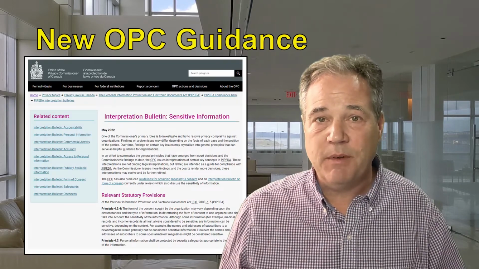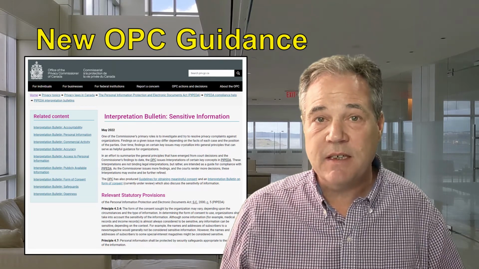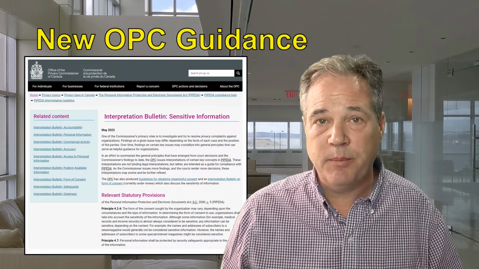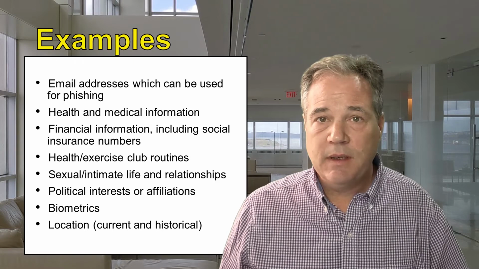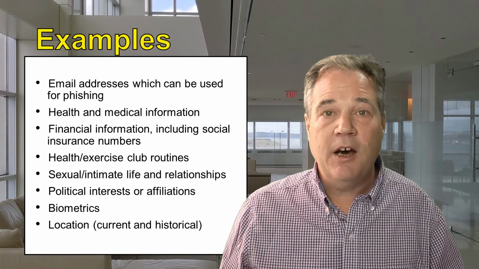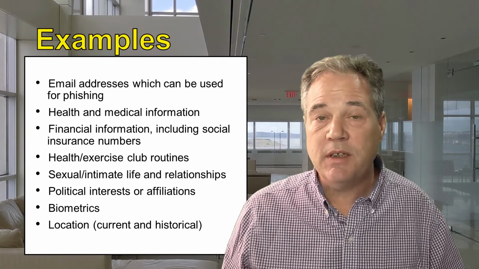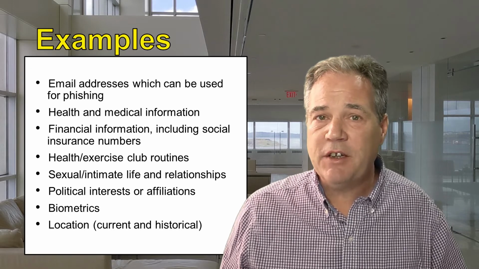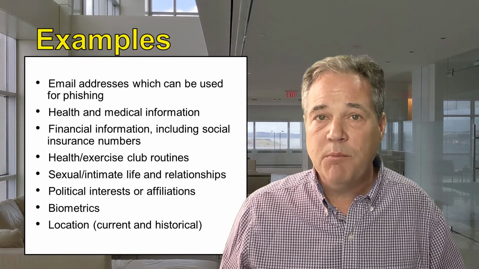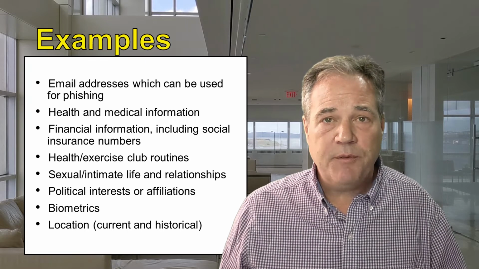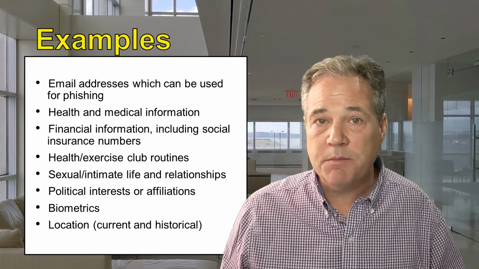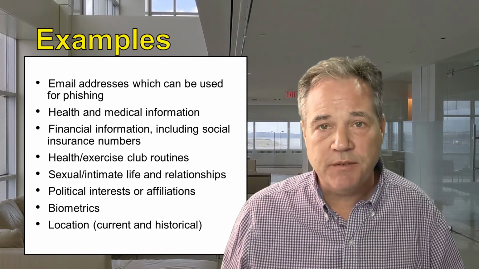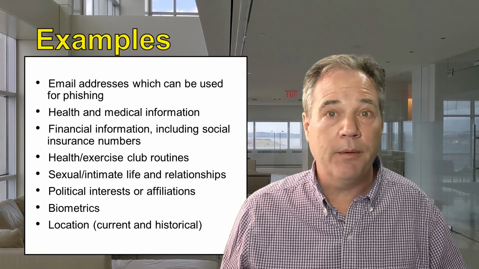The OPC's guidance document that I referred to before has a good summary of cases and findings where the OPC itself or the courts have considered certain information to be sensitive. It includes the following examples: email addresses which can be used for phishing, health and medical information, financial information including social insurance numbers, health or exercise club routines. It notes the fact that you go to a gym may not be particularly sensitive, but what you do there can be. Information about sexual or intimate life or relationships, political interests or affiliations, biometrics, and I would add to that list location information, either current or historical, or both.